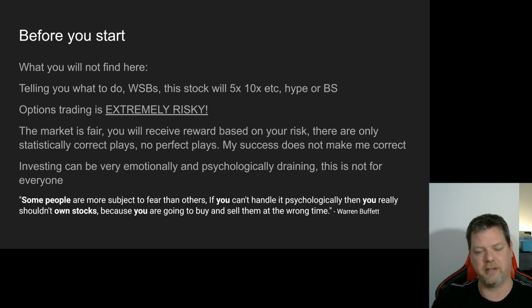You also have to realize every dollar you take out is somebody's dollar that's going into the market. So money's just moving around. It's not being generated or created in the market at all. There are no perfect plays, and there are plays that you can make that are statistically correct. That doesn't mean that they're always going to work out. So you can play things based on percentages, and also my success does not make me correct.